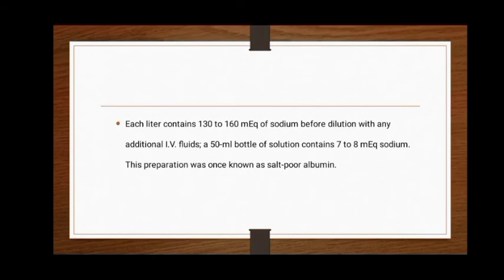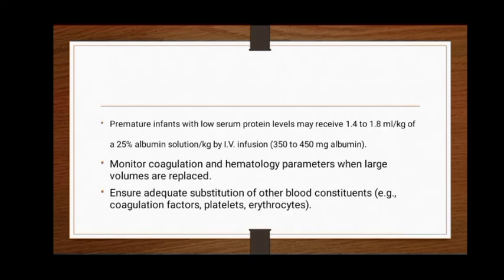Each liter contains 130 to 160 milliequivalents of sodium before dilution with any additional IV fluids. A 50 ml bottle of solution contains 7 to 8 milliequivalents of sodium. This preparation was known as salt-poor albumin. Premature infants with low serum protein levels may receive 1.4 to 1.8 milliliters per kilogram of a 25% albumin solution by IV infusion, 350 to 450 milligrams of albumin per kilogram.